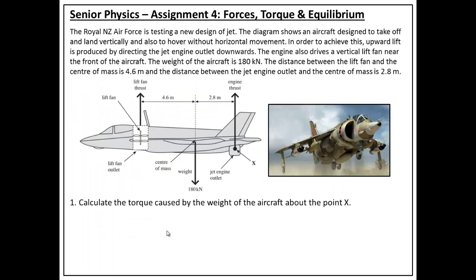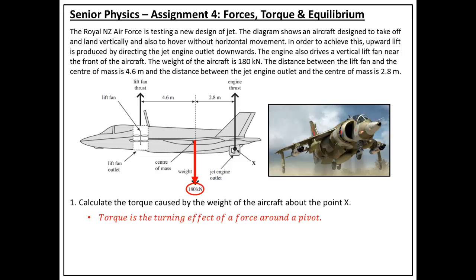Okay, so in this first question it's asking you to calculate the torque produced by the weight of the aircraft about the pivot marked X in the diagram. As torque is the turning effect of a force, and is calculated by multiplying the magnitude of the force by the perpendicular distance between the pivot and where the force is acting, we just need to highlight these values in our diagram. Here we have the weight force, which is also given in the question.